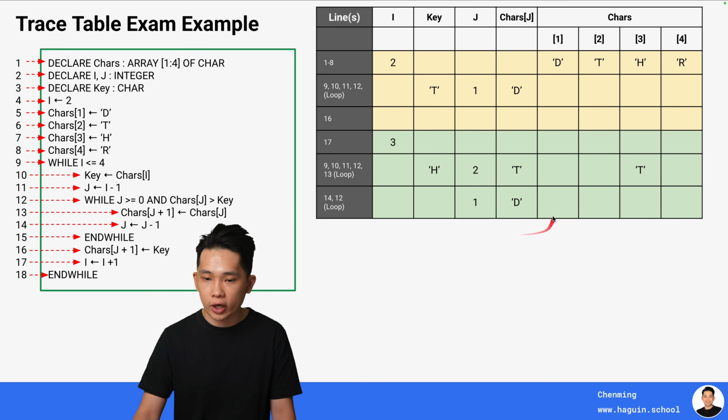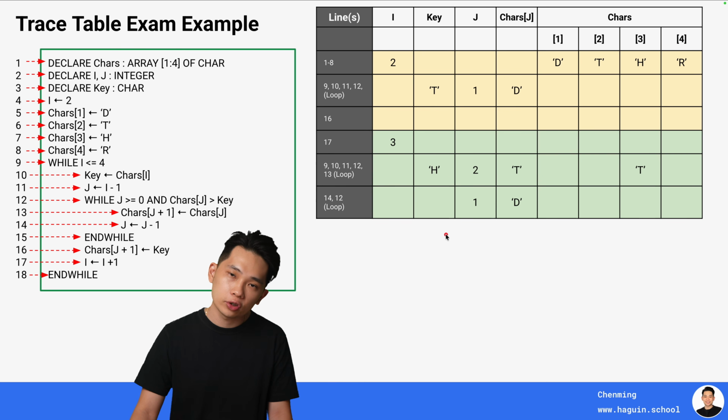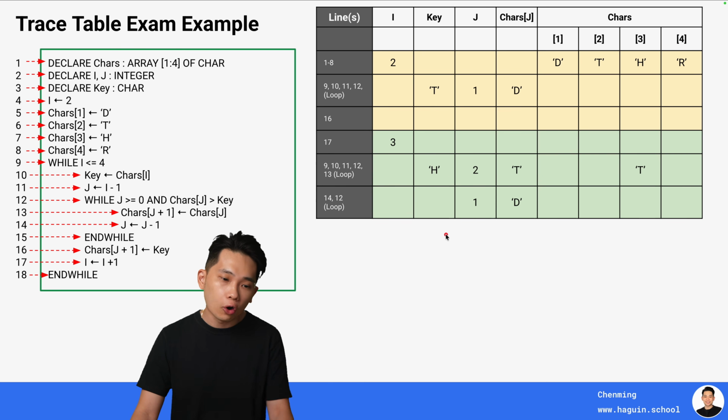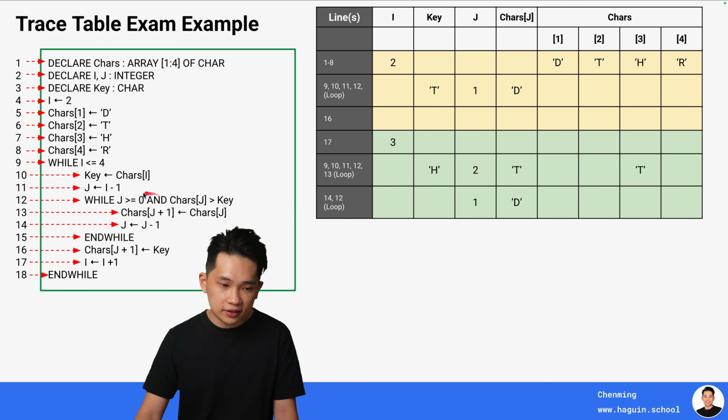And then does char j more than key? So what is char j? Char 1 is going to be d here. So is d more than h here? The answer is no, because d is before h in terms of alphabetical order. Therefore, we will exit this while loop and then come to line 16 here. So char j plus 1 is equal to key here.